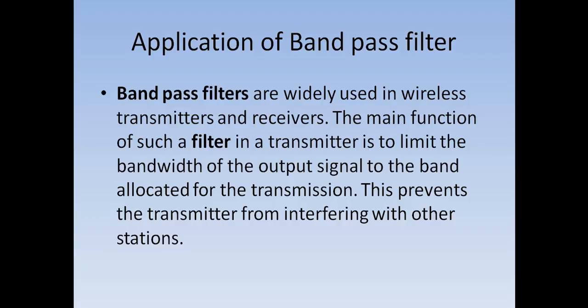Application of band pass filters. Band pass filters are widely used in wireless transmitters and receivers. The main function of such a filter is to limit the bandwidth of the output signal to be allocated for transmission. Basically, band pass filters are used in all kinds of internet transmission nowadays. Without that, we cannot specify a bandwidth for receiving a signal, whether it be Wi-Fi or any other broadband connection. Everywhere band pass filters are used these days. High pass and low pass filters are relatively less used.